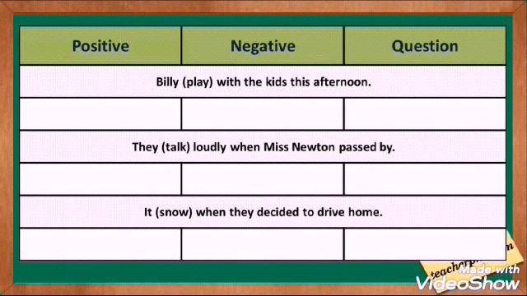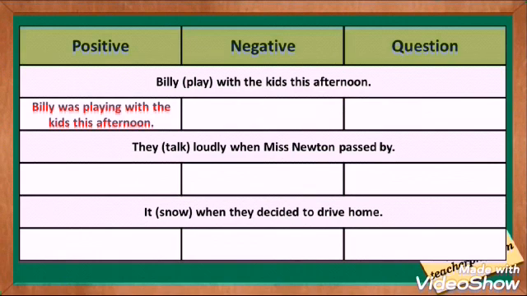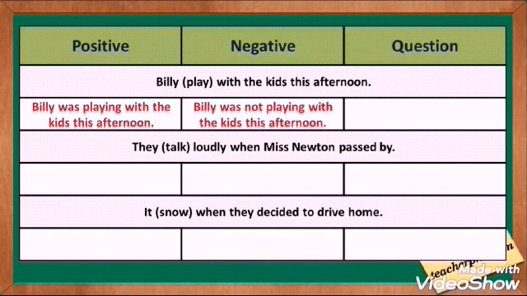Another exercise for us, Billy played with the kids this afternoon. This afternoon is a certain time in the past. So the verb will be in the past progressive, like Billy was playing with the kids this afternoon. The negative, Billy wasn't, or was not, playing with the kids this afternoon. The question, was Billy playing with the kids this afternoon?